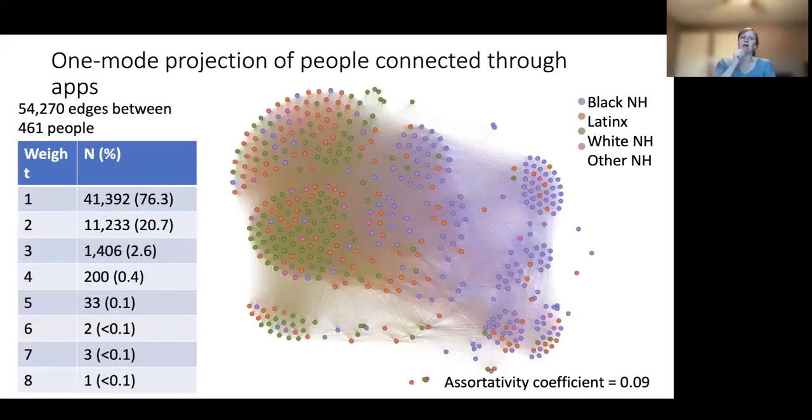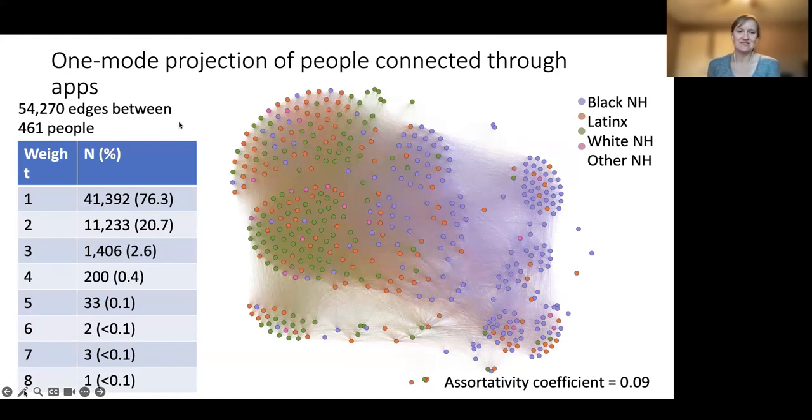So then if we look at our one mode projection of people connected through apps, here our dots are our people, and the ties between them are the apps that connect them. For instance, if there are two people who both use Grindr, they're going to be connected through a tie. This makes obviously a lot of connectivity.